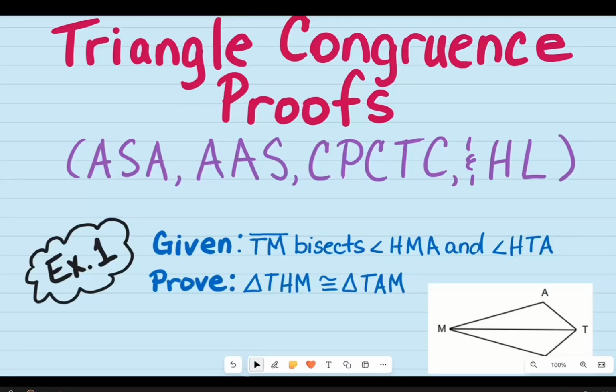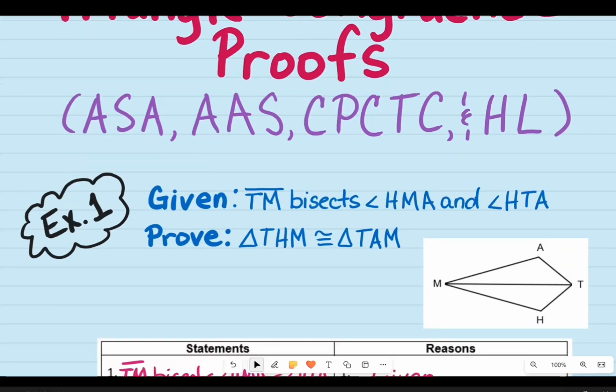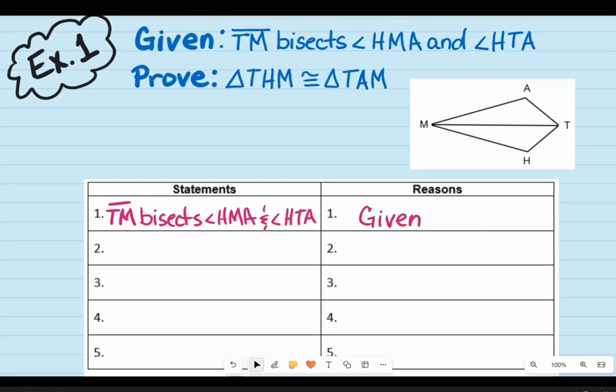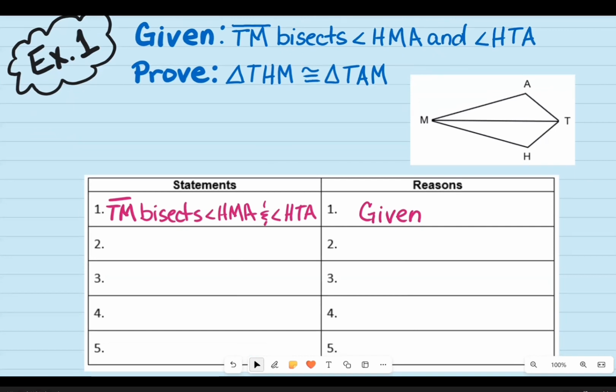Today's video will discuss triangle congruence proofs: ASA, AAS, CPCTC, and HL, hypotenuse leg. So for example 1, we're given that segment TM bisects angle HMA and angle HTA. We're trying to prove that triangle THM is congruent to triangle TAM.